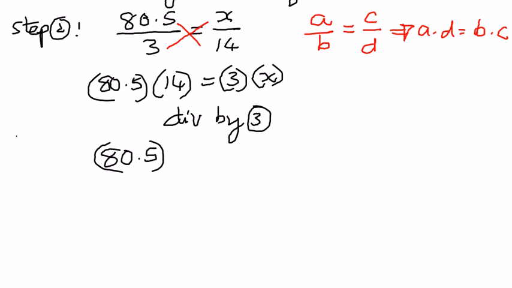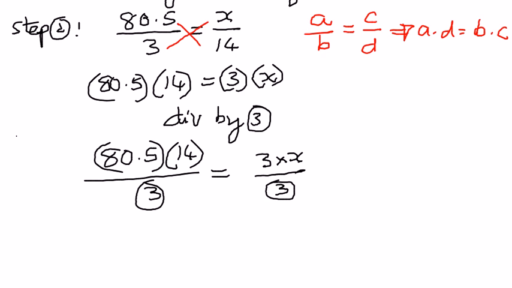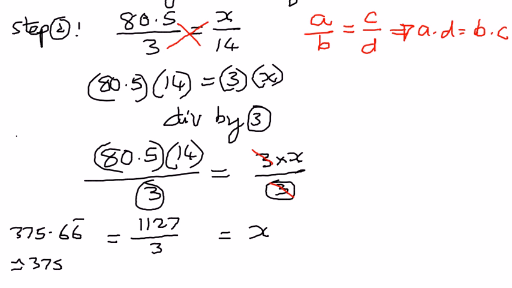80.5 times 14 divided by 3, that is the number we are introducing, is equal to 3 times x divided by 3. And when we have similar terms in the numerator and denominator, we can cancel them out. Therefore, we can now find the value of x as equal to 80.5 times 14 divided by 3, which gives us 1127 divided by 3, and that value is equal to 375.66 recurring, or we can also write this as 375.67 miles, right?